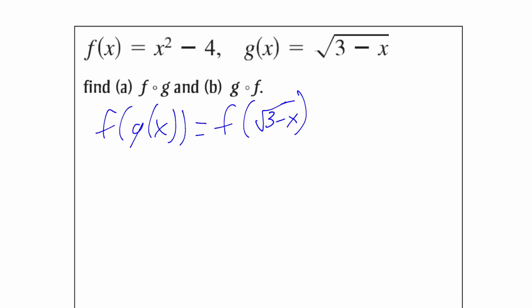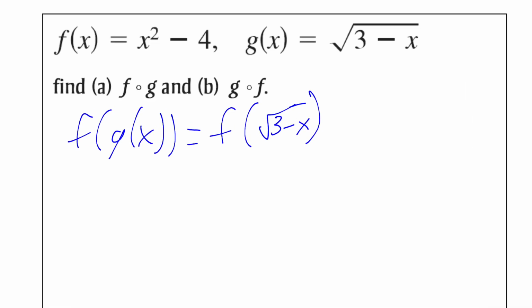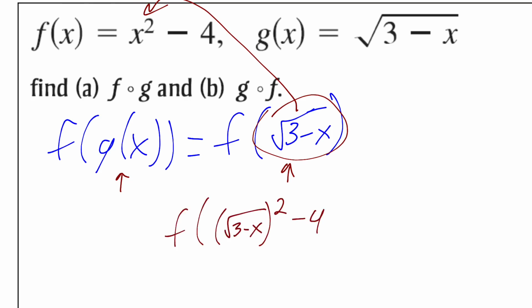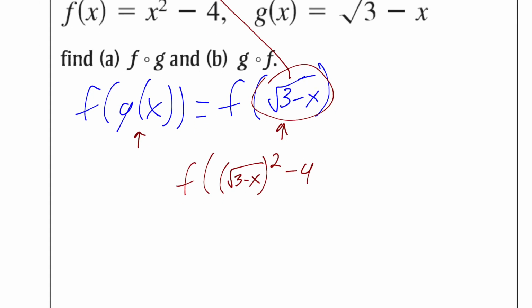For a composite function, it's almost like nested functions, and we do the inside first, so I can replace this g of x with what it's equal to. And then I'm going to plug this whole thing into the x for the function f. After you plug in the root 3 minus x, the root and the squared cancel out. It simplifies to this, and there's your answer.